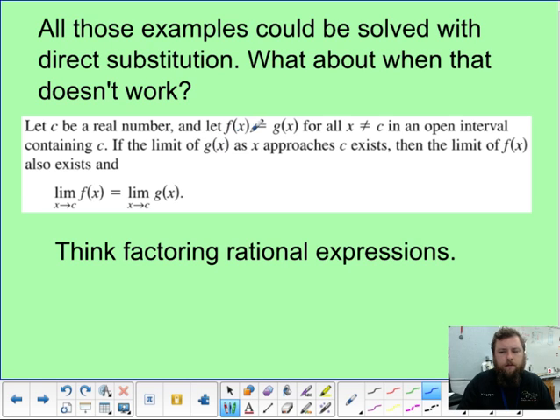So what we can do is, what this says here, c is a real number. Basically, if f of x equals g of x, except for certain values of x, so x can equal c, where that just doesn't work because we have an open spot on the graph. If the limit of g of x as x approaches c exists, then the limit of f of x exists. Think factoring rational expressions. And so let's do an example to explain this.